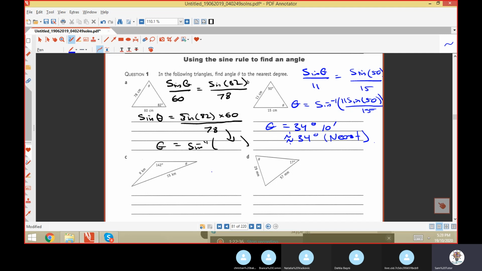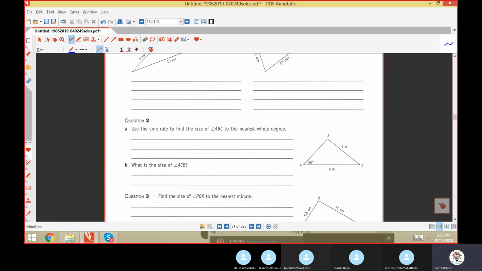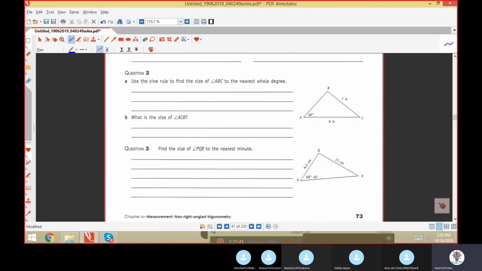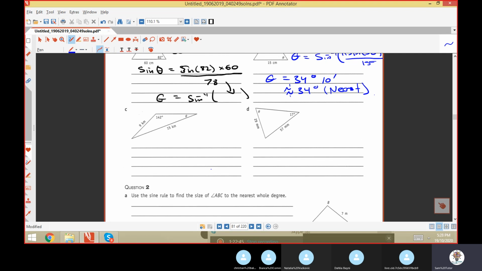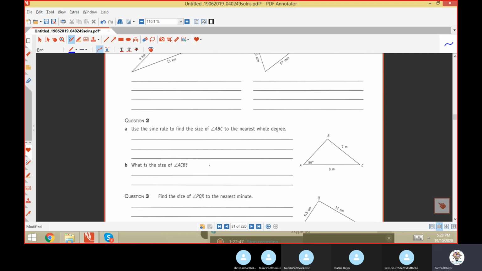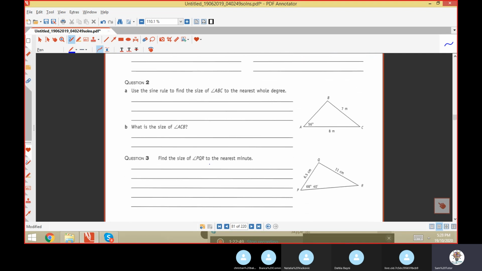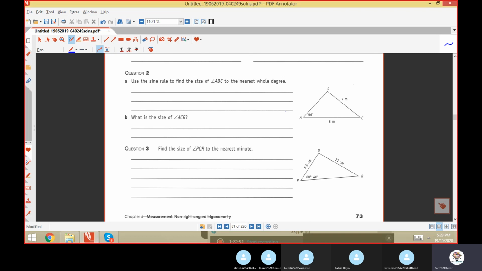All right. Seeing these are the same gimmick, I'm just gonna go down. Wait, was that 134 point? No, just 34. 34 degrees 10 minutes, and it's asking for the nearest. Seeing these are the same thing, just move on. I think question 2 is the same thing. ACB is just this angle here.